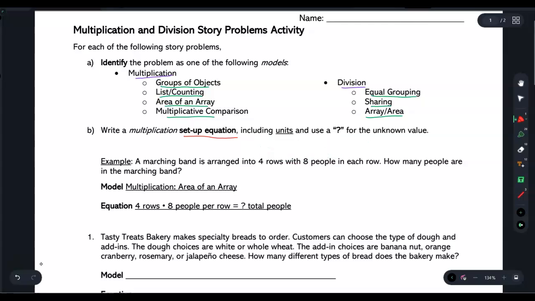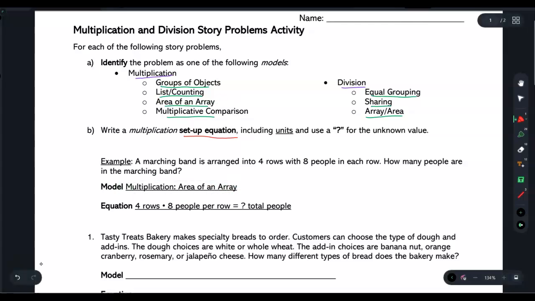So let's look at the example they've done. It says a marching band is arranged into 4 rows with 8 people in each row. How many people are in the marching band? So I would probably start with the setup equation, and I know that this is going to be either the area of an array for multiplication or the array area for division. It has to be one of those because it's talking about rows. So I would do how many rows it is times, in this case, people per row to get the total number of people. And since I know both the number of rows and 8 people per row, since I know those 2 things I'm multiplying, this tells me that this has to be the multiplication model. So this is multiplication area of an array.